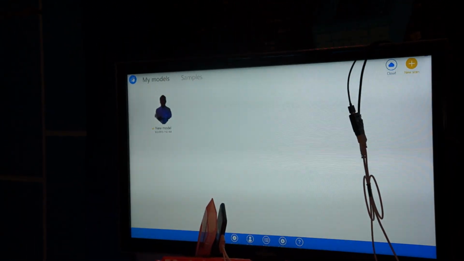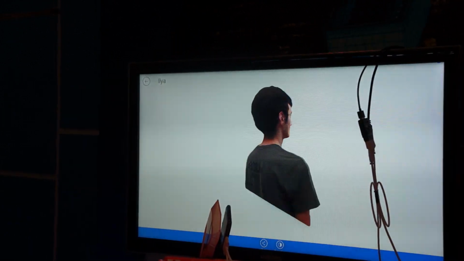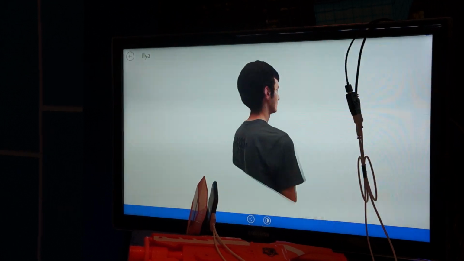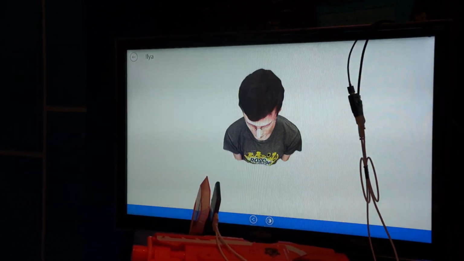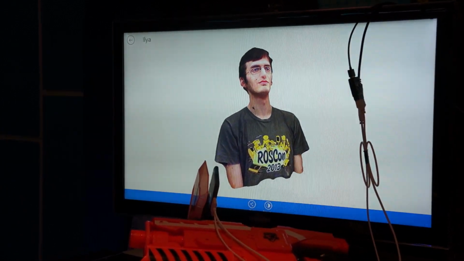If you look at the examples of the actual people that were scanned, you can see that if you do a full 360, it fills in all the information. And it's taking all this information, doing it real time on this compute.